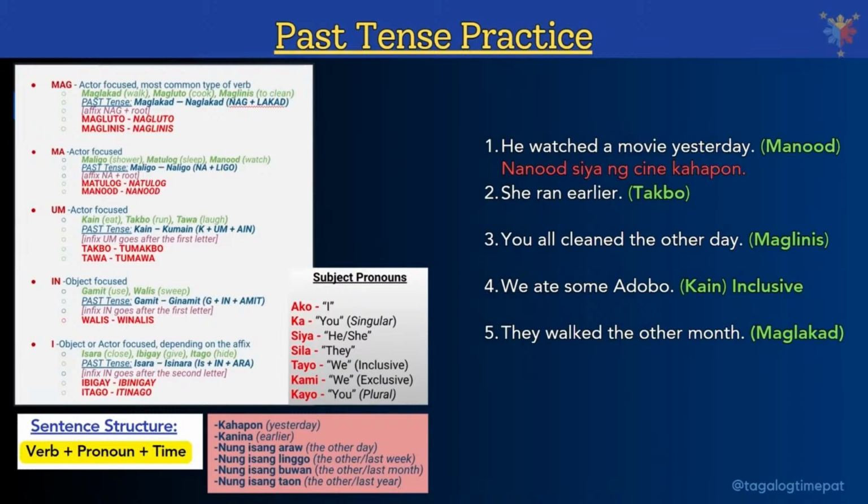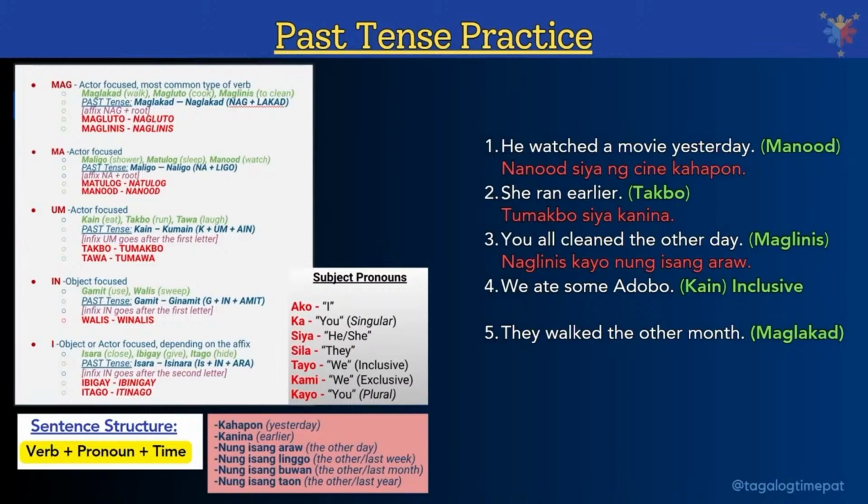Alrighty, we'll go ahead and go over the answers. So she ran earlier. Remember, the sentence structure is verb plus pronoun plus time. So it would be tumakbo siya kanina. She ran earlier. Tumakbo siya kanina. Number 3, you all cleaned the other day. Maglinis means to clean. Naglinis kayo nung isang araw. You all cleaned the other day.